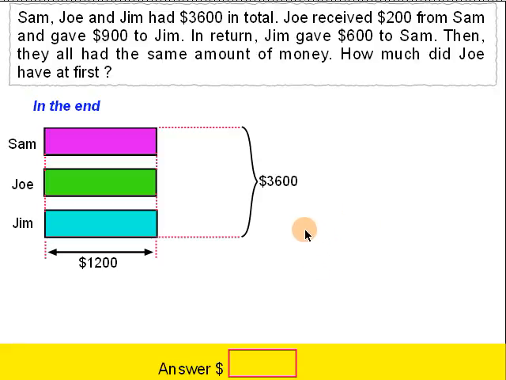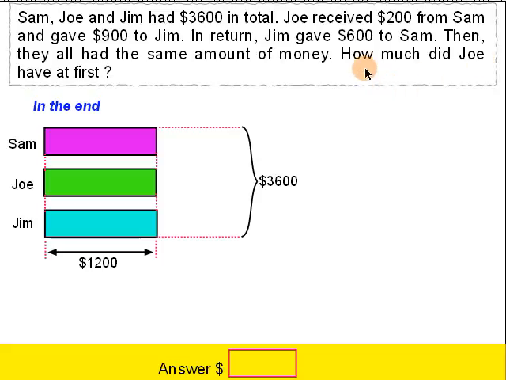So we draw the models for Sam, Joe, and Jim to be equal in length. And the total remains the same, 3,600. That means to say that in the end, all of them had $1,200 each. Okay, so then we work backwards.